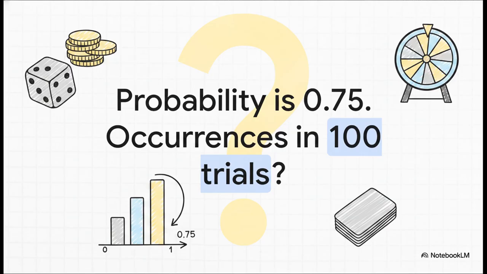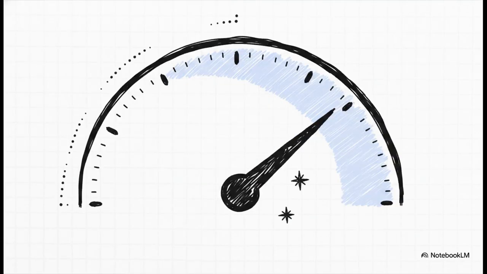Finally, question 3. Let's test your grasp on long-run patterns. If an event has a theoretical probability of 0.75, how many times would you expect it to occur in 100 trials? The correct answer is about 75 times. Notice how absolutely crucial that word about is. We convert the 0.75 to 75%. 75% of 100 trials gives us our mathematical expectation. But remember our huge misconception correction from earlier. It's an expected long-run pattern, not a strict guarantee for the exact outcome.